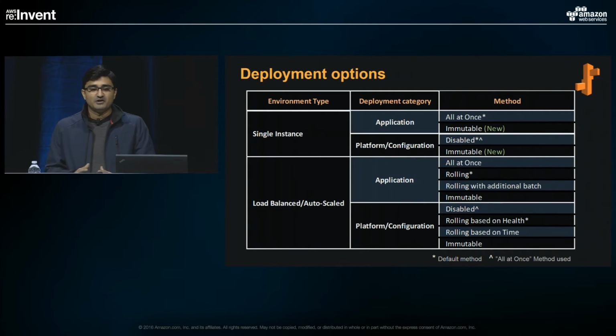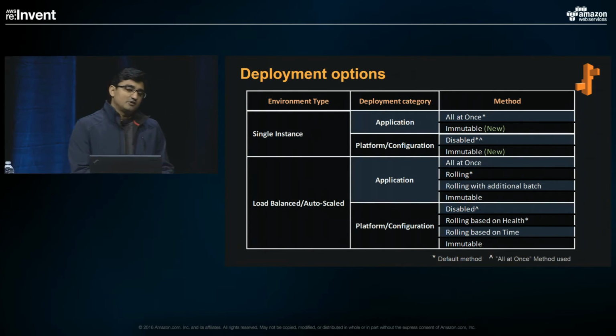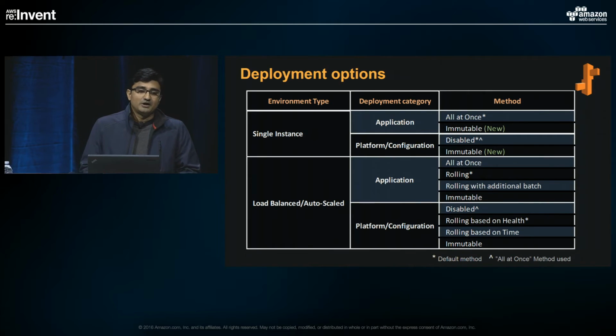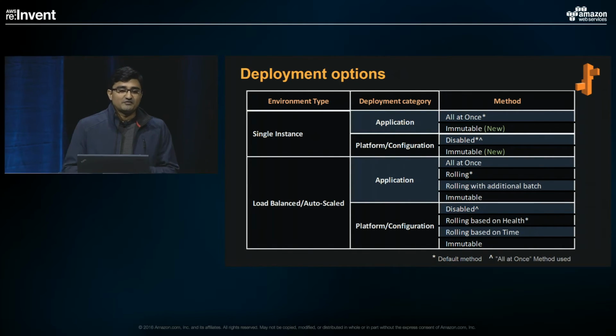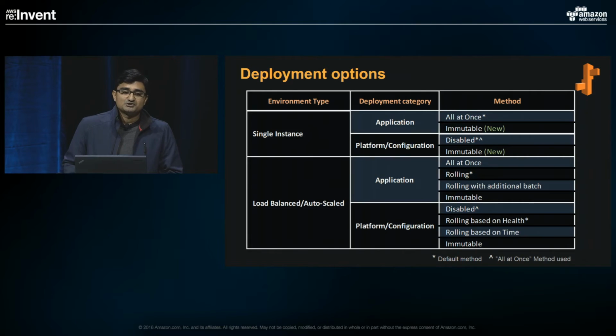Essentially, we provide different options for deploying your application or your platform configuration. It is based on whether you have a single instance environment or a load balanced and autoscaled environment. Based on whether it is an application deployment or a platform configuration deployment, you have different options. If you see Immutable in single instances, they have been recently added. In fact, last week, we launched Immutable deployments for single instance. And we'll discuss some of these options going forward.